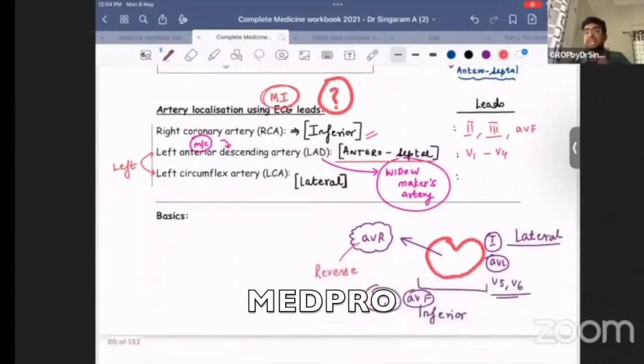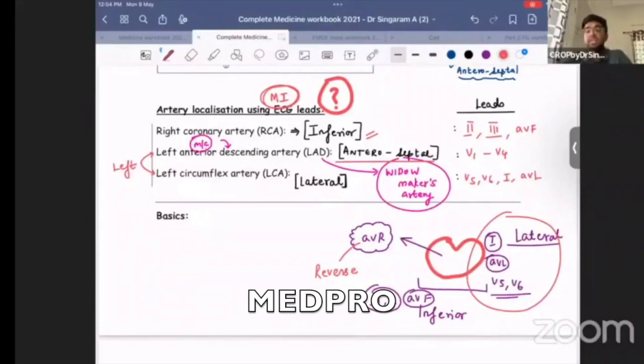Left circumflex is for the lateral artery, lateral side of the heart. What are the things which are looking at the lateral side of the heart? I have already included. What is that? V5, V6, lead 1, as well as AVL. Okay, so depending on which leads are showing the changes, you can actually infer what is the area or what is the artery which is undergoing occlusion to cause myocardial infarction.